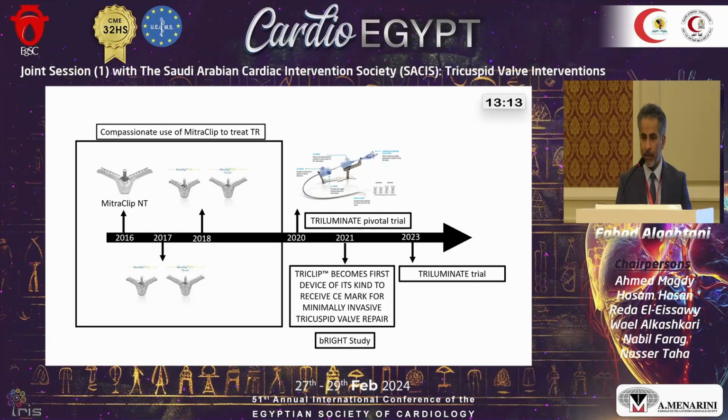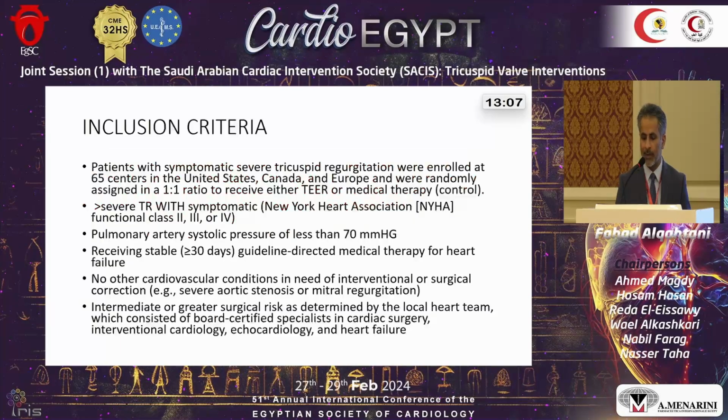In 2023, the Triluminate main trial by Dr. Paul Sorajja was out. It included symptomatic severe tricuspid regurgitation at 65 centers in the United States, Canada, and Europe, and patients were randomly assigned in a 1-to-1 ratio to receive either tricuspid edge-to-edge repair or medical therapy in the control group.